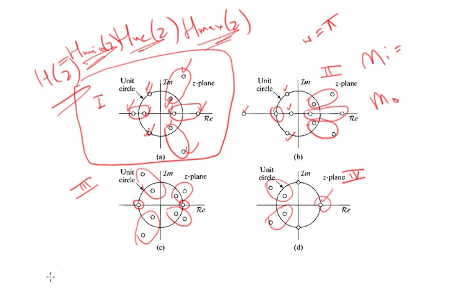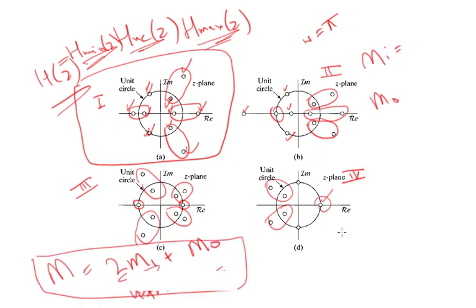So the order of the system will become 2Mi plus M0. For this system, it has Mi is equal to 2 and M0, number of zeros on unit circle are 1, 2, 3. So its order will be 2 times 2, this is Mi, plus 3 equal 7. This is 7th order FIR filter.